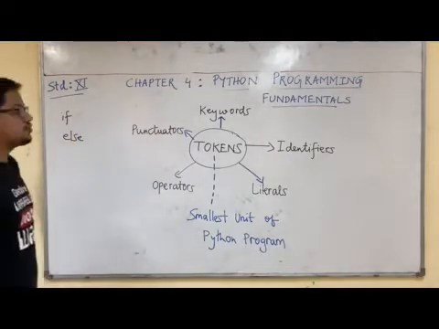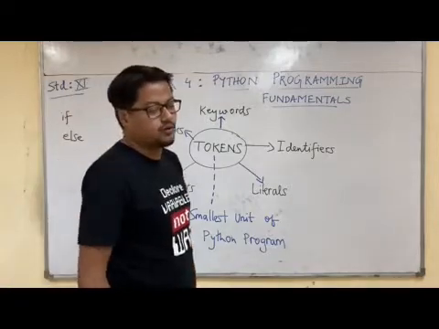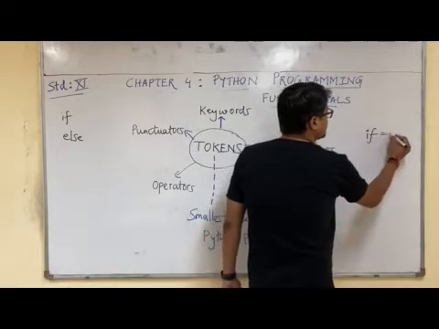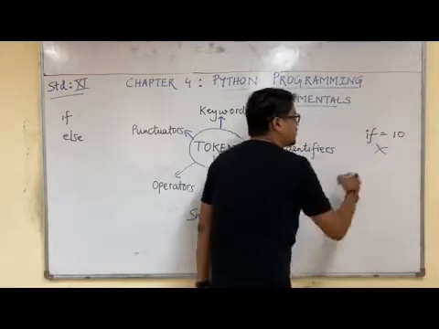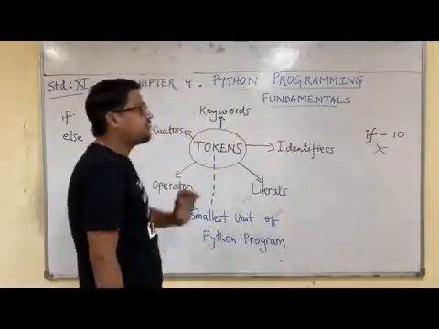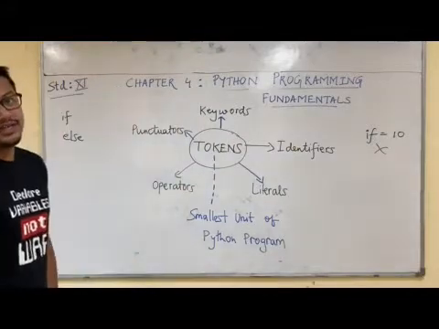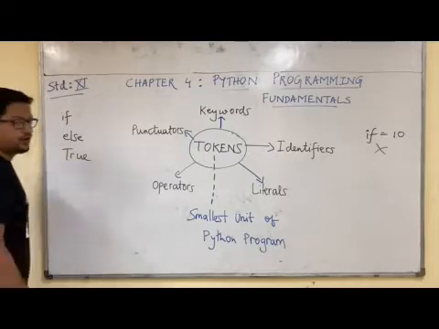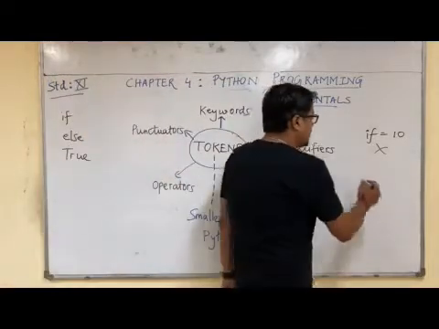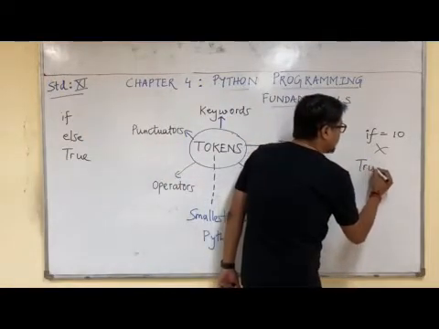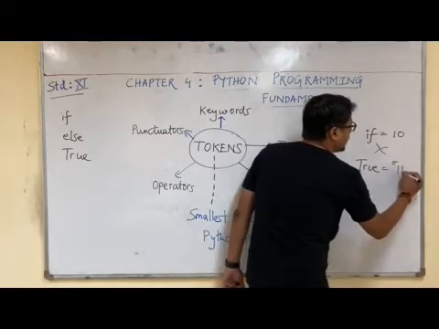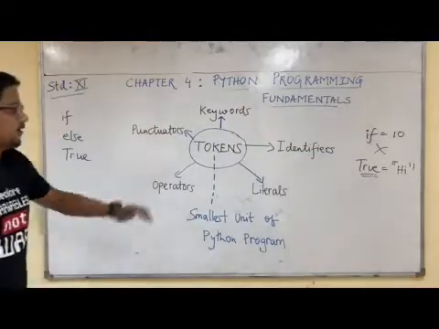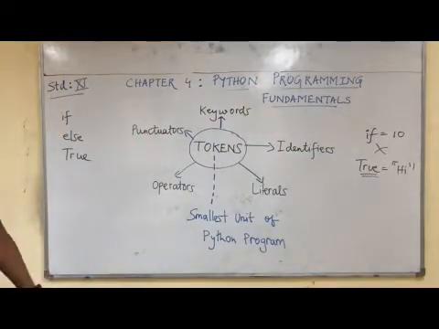So whenever we are using any identifier, suppose we are declaring a variable, we cannot name it like this: if is equal to 10. This is not possible. Why is it not possible? Because if is a reserved word in Python. Similarly, one more reserved word is True. True is a reserved word in Python. So while declaring a variable, we cannot use the keyword True because it is an inbuilt keyword for Python. We cannot use it as an identifier.